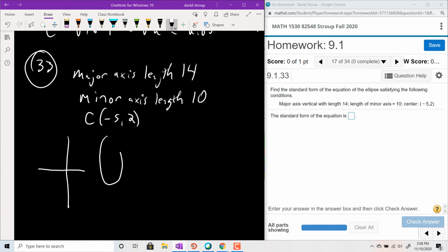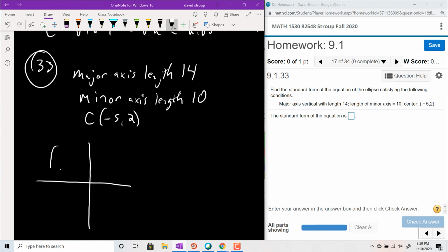I put it in the wrong place. So it's at negative 5, 2. Drawing a picture ain't going to hurt, right? So negative 5 and then up 2, maybe it's over here somewhere, and it's oriented like this. You know it's oriented that way because it says the major axis is vertical. And then the minor axis won't be. So the major axis is 14.